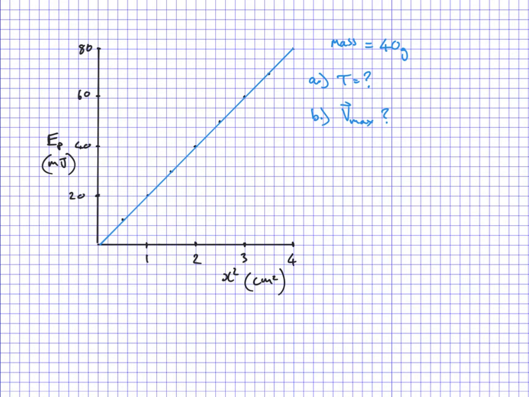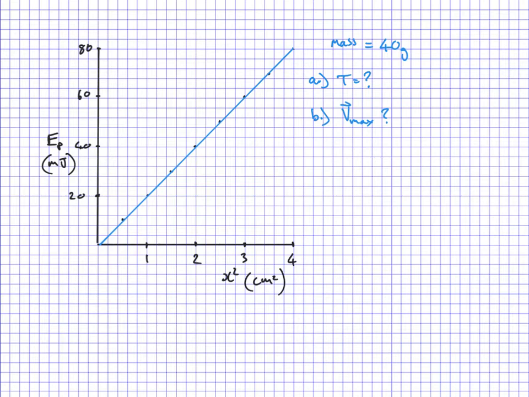All right, so let's have a look at some example questions. Here's one for you. We're given a graph. This is the potential energy of a system as a function of the displacement squared, and that gives us a nice linear line. We're told the mass of the object in simple harmonic motion is 40 grams, and then we need to calculate the period and the maximum speed.